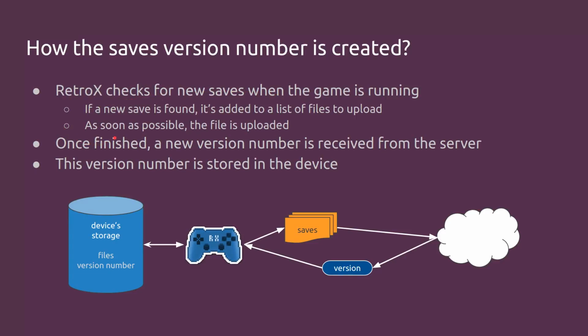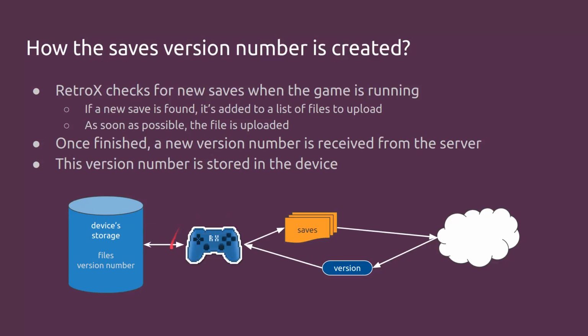Once the file has been uploaded, the server returns a new version number, and that version number is stored in the device. Let's see this example. Here we have the device storage, and the storage will contain the files that you want to save and the version number of the files in the server.